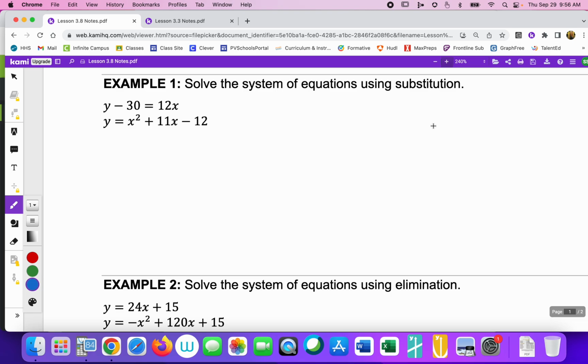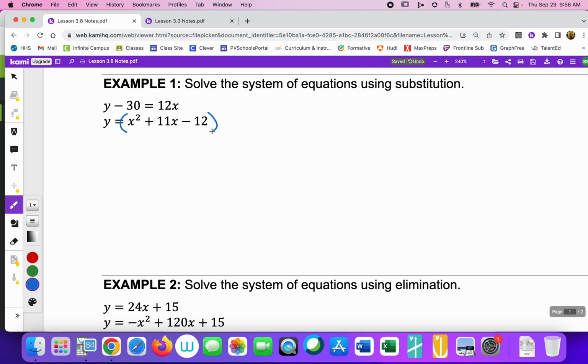Now, in order to substitute, you need at least one of the variables to be isolated from everything else in only one of the equations. For instance, this y is by itself and it's equal to everything else. That is the best case scenario. In some of your homework problems, you'll get to pick which method you want to use, but you'll have to do an algebraic one.